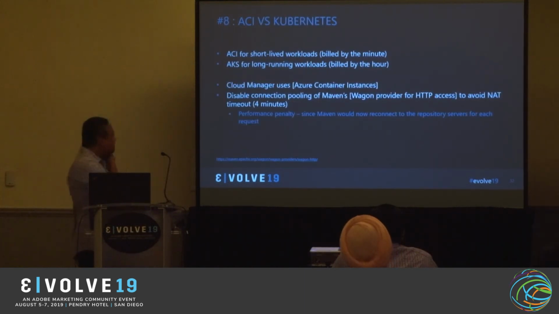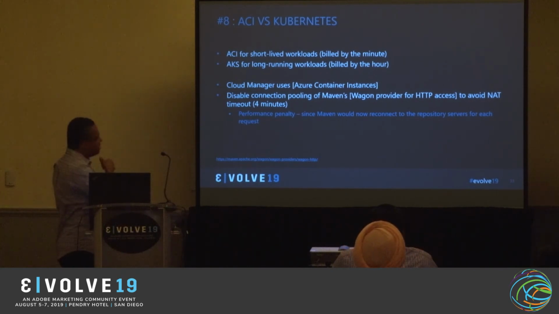Takeaway number 8, people get confused between Azure container instances and Azure Kubernetes service, both being container service offerings. So what we have learned is that if you have a very short-lived workload, use Azure container instances like we do for our CI/CD service. But if you have a longer-running workload where the published instances are hopefully going to stick around for months or years at a time, then you want to look at the Azure Kubernetes service, the AKS.